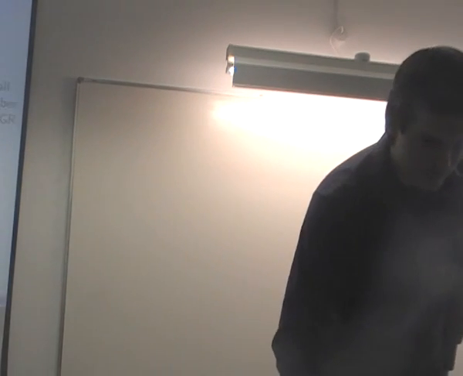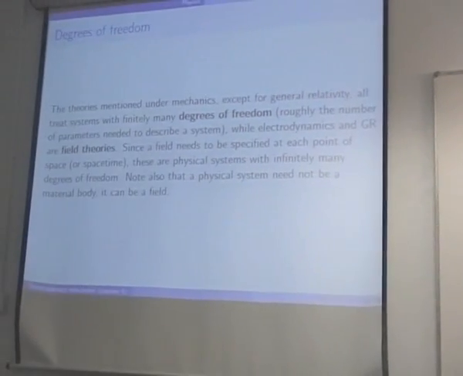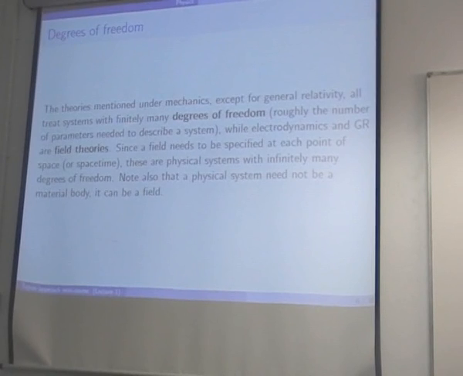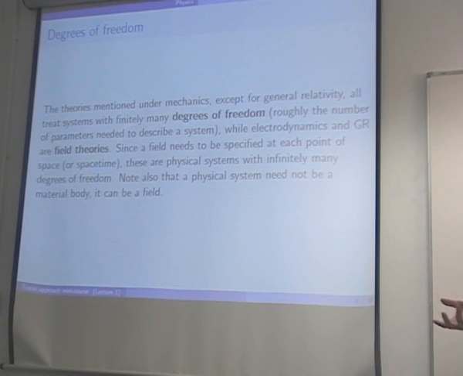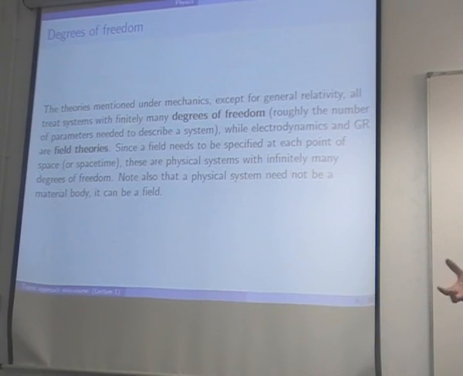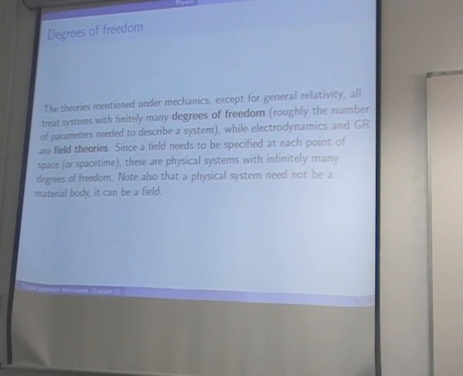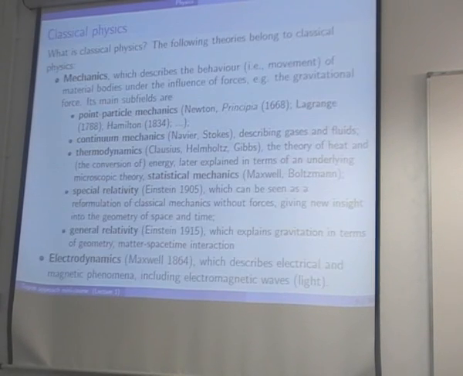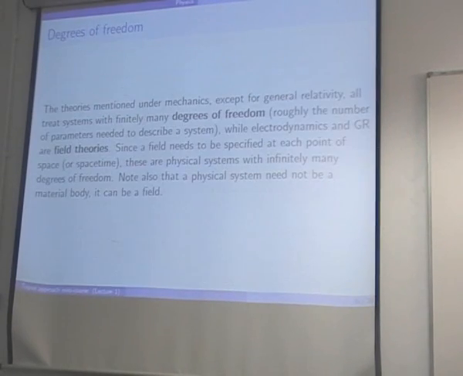Okay, so the theories that we have mentioned under mechanics, except for general relativity, are all theories about systems with finitely many degrees of freedom. So this degree of freedom is a technical notion, but roughly it just means the number of parameters that you need to describe your system. So if you look at point particles, which we'll do in a moment, you need finitely many parameters. And well, I was maybe not very precise here: when I think about gases and fluids, then it depends on how we describe them. Of course, you may need infinitely many parameters.